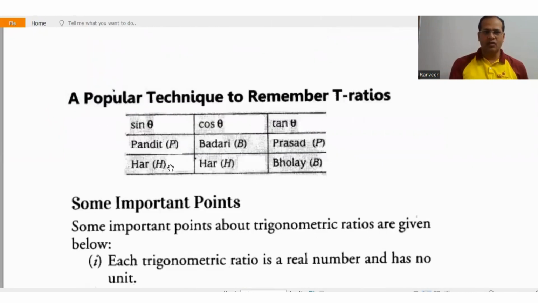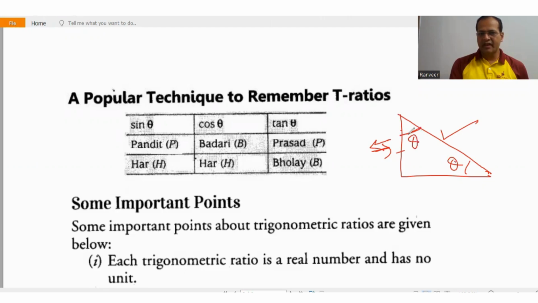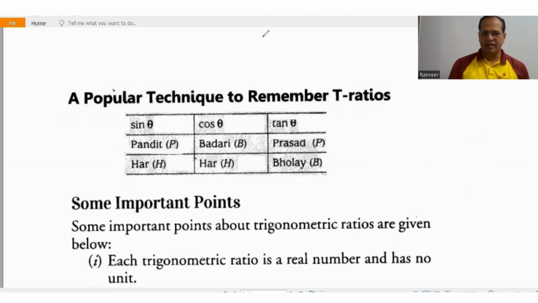The best way to remember is this: suppose any triangle is there and theta is there. For sine theta, the front side, suppose this is theta, is the perpendicular for this angle, and the hypotenuse is fixed. So in this way, sine theta is the front side divided by hypotenuse. Cos theta is base divided by hypotenuse. In this way we take it, and that is very easy.